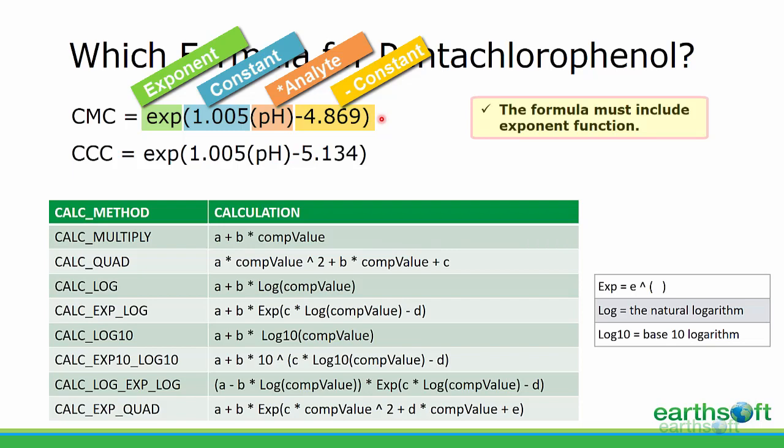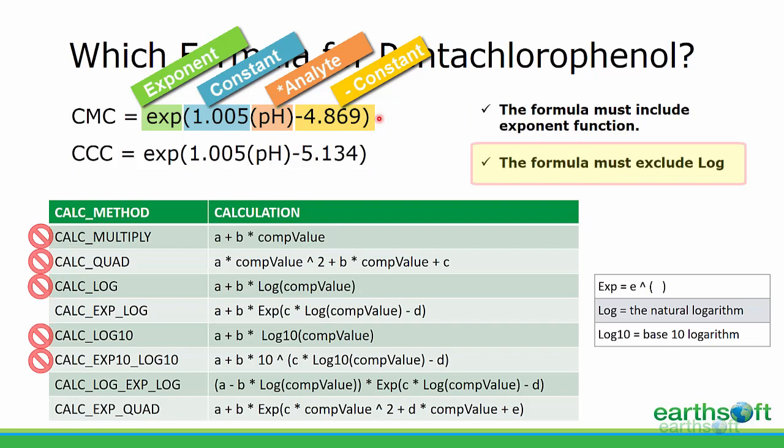So if we look down this particular table, we can eliminate 5 of those formulas because none of these 5 include the exponent function. Okay, no exponents in those. We can chuck those out the window. The next thing that we have to consider is that the formula must exclude log because there's no clever way, using other constants, to basically shade out the log there. So that excludes those next 2 formulas that were remaining.